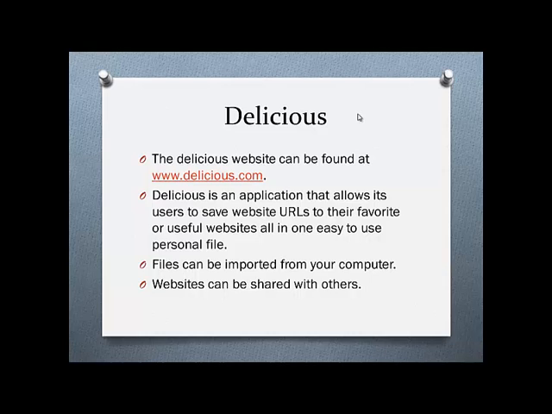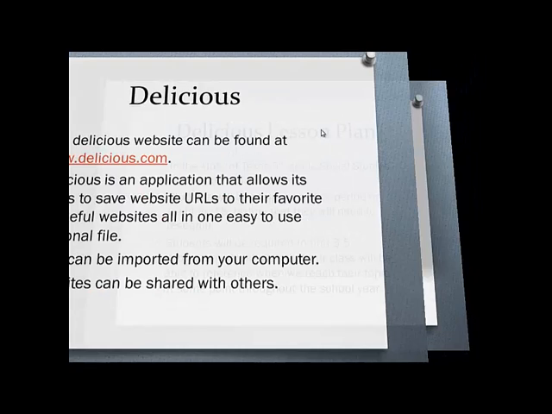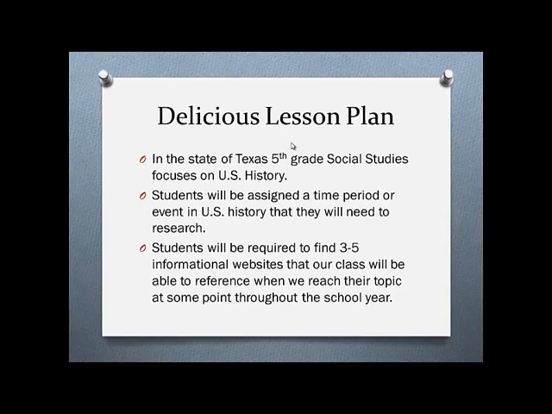When my students start their project with Delicious, they're going to look for websites for 5th grade social studies on U.S. history. The students will be assigned a time period or an event in U.S. history that they'll need to research. The students will be required to find 3 to 5 informational websites that our class will be able to reference when we research their topic at some point throughout the school year.